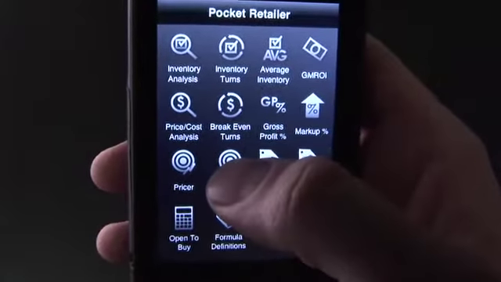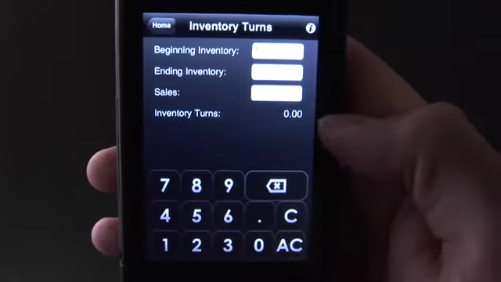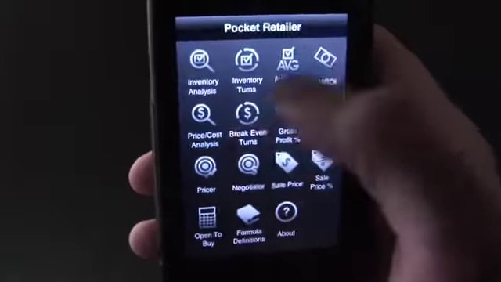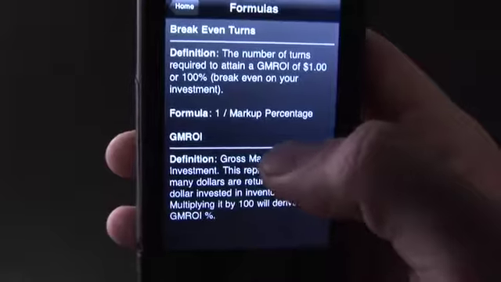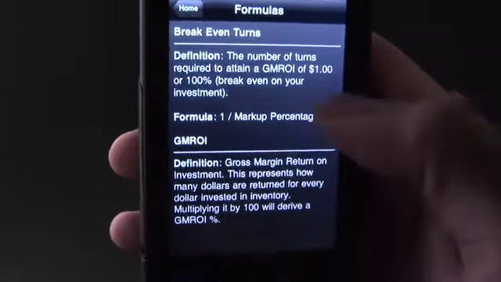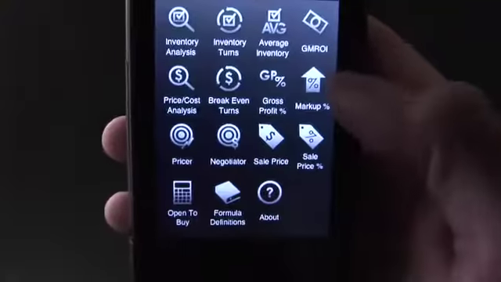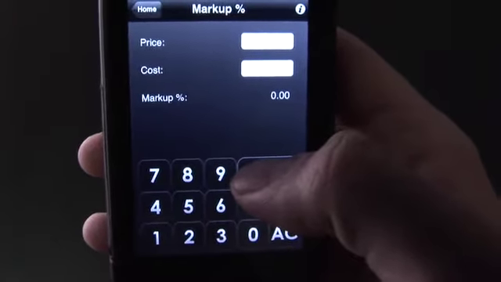However, if you get into more interesting inventory options, for example, your inventory sales and the number of turns, and if you're not familiar with some of the terminology in here, you can go into the formula definitions and it'll tell you more about break-even turns and gross margin, return on investment, and that sort of thing.